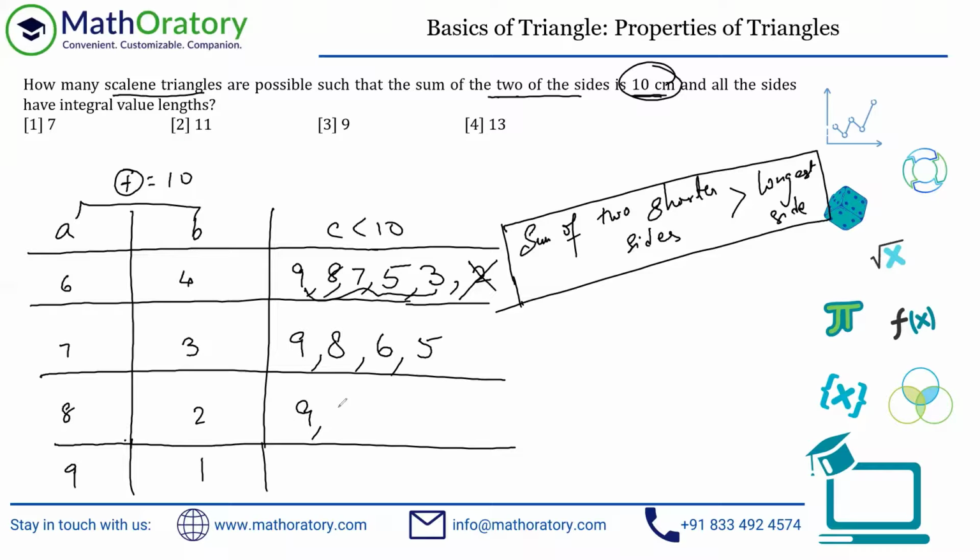8 is not allowed. 7 plus 2 is greater than 8, so that is fine. But 7 plus 2 is just greater than 8, right? So if I consider 6, 6 plus 2 is equal to 8, that is not allowed. So these are the only two cases. Now, this is the interesting part. This is what I was talking about.